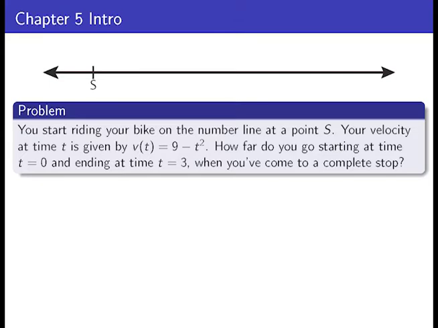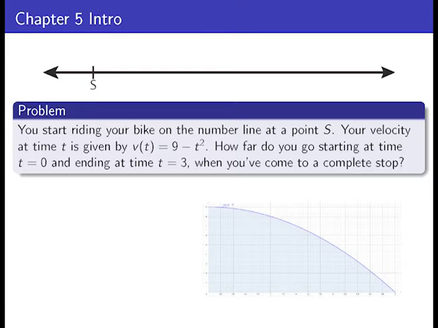So as always, let's make things even more complicated. Let's say now that our velocity is given by the function v of t equals 9 minus t squared. We know that this will be equal to 0 when t equals 3, so between time 0 and time 3, how far did we go?